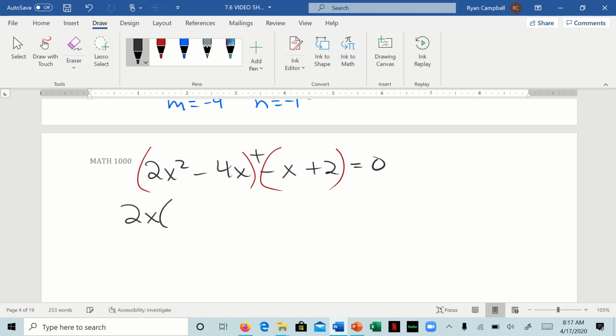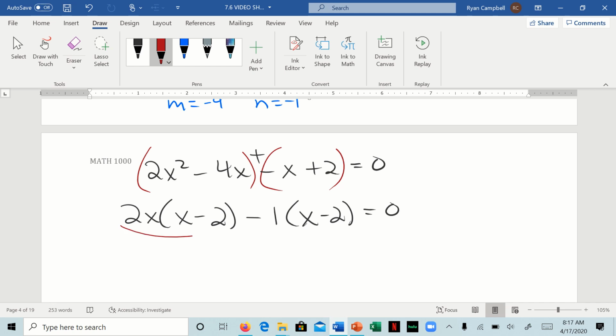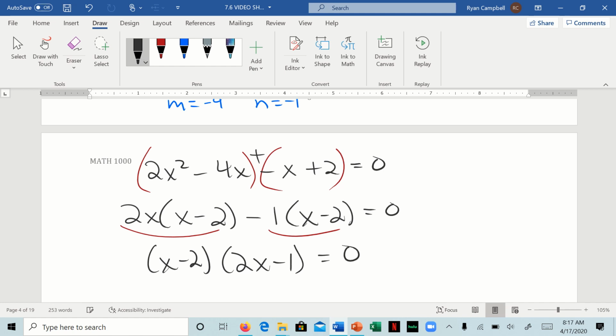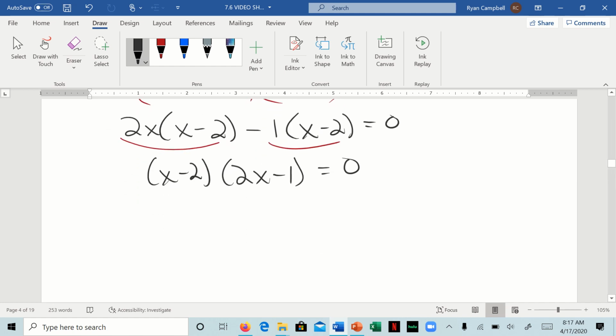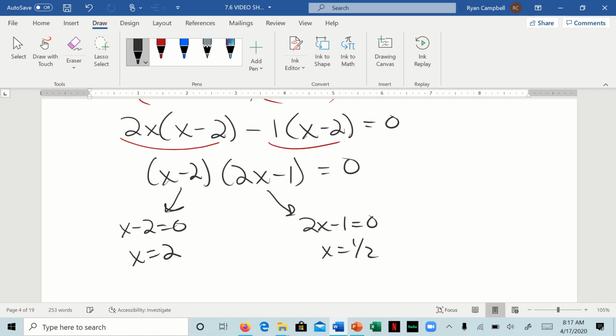So we get 2x, x minus 2, minus 1, x minus 2, right? Then what's in common with both of these? It's x minus 2. Then we get 2x minus 1. Which means that in this case, if x minus 2 is 0, x is 2. In this case, if 2x minus 1 is 0, x is 1/2.